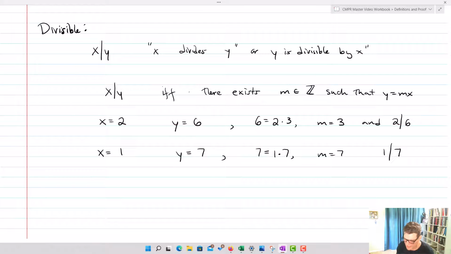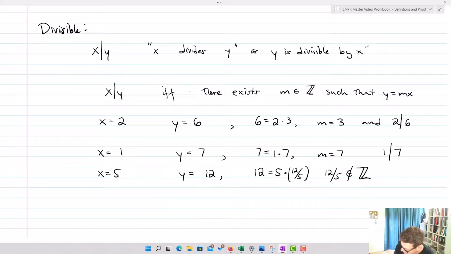On the other hand, if I said something along the lines of, let's let x equal 5 and y equal 12, well, in this case, 12 equals 5 times, and we think to ourselves, well, what would that be? That's going to be 12 over 5, okay, or about 2.4. But 12 over 5 does not belong to the integers. Okay, so what we end up with is that 5 does not, and we actually put that sign, does not divide, 5 does not divide 12. Which you probably already had the instinct about.